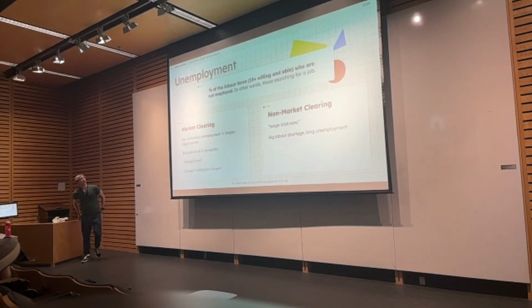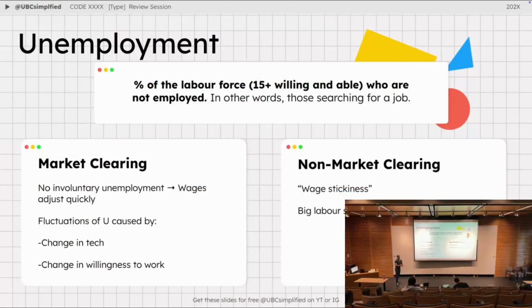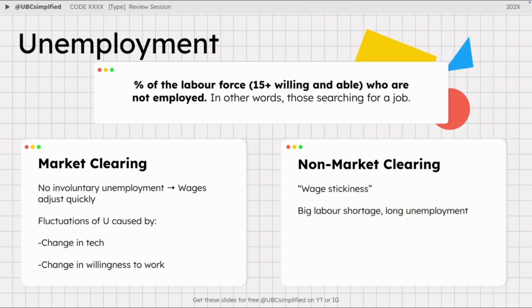Okay, so then unemployment, again, we were talking about how it is calculated. There are two different theories. There's market clearing, which says there's no involuntary unemployment, which means wages adjust quickly. The only thing that causes unemployment is changes in technology or changes in willingness to work. So if you feel like working, that'll change unemployment. Versus the theory of non-market clearing, what we were talking about before, the more realistic approach, which is wage stickiness. This causes big labor shortages and long periods of unemployment.